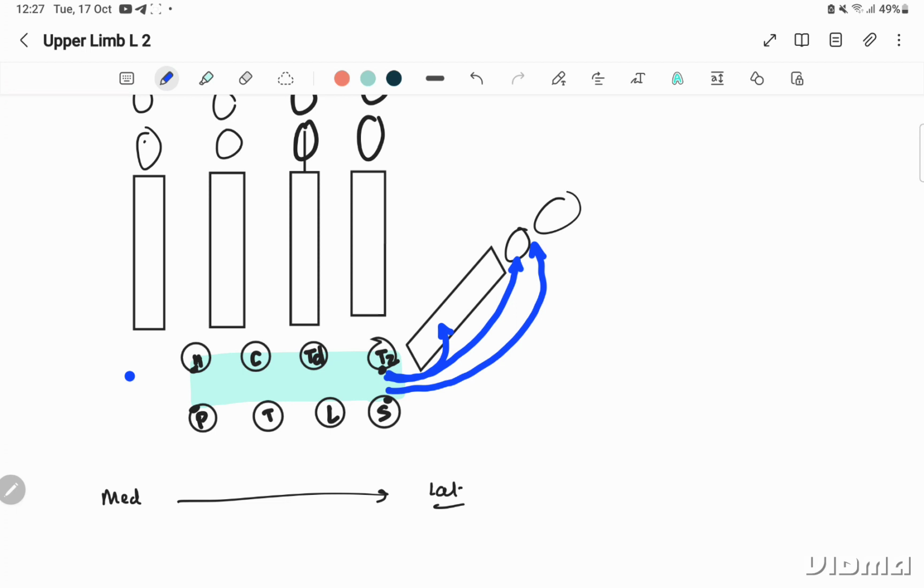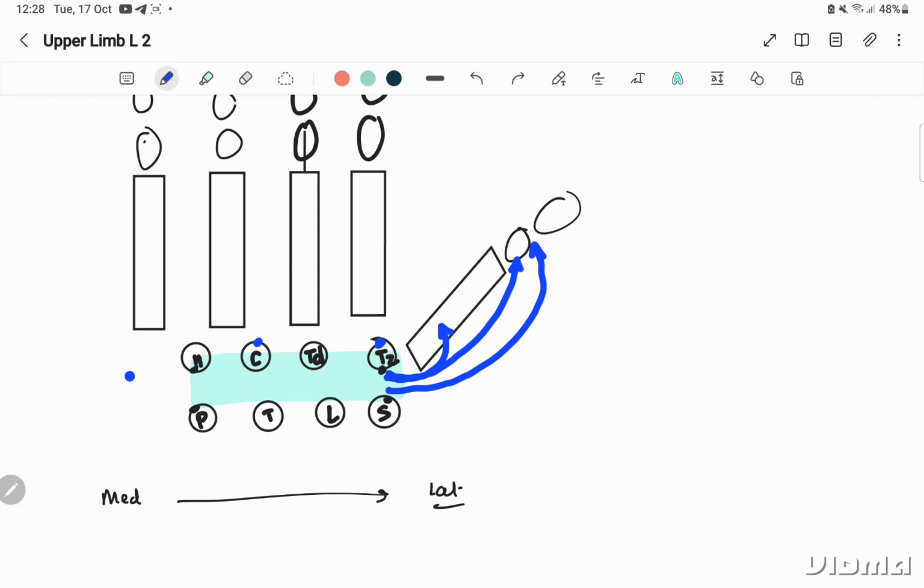I will label it later on. Okay, then let's talk about the adductor pollicis. Adductor pollicis is a big muscle, so it has two origins, two heads, transverse head and oblique head. So the oblique head starts from the capitate and the trapezium. Okay, like this.